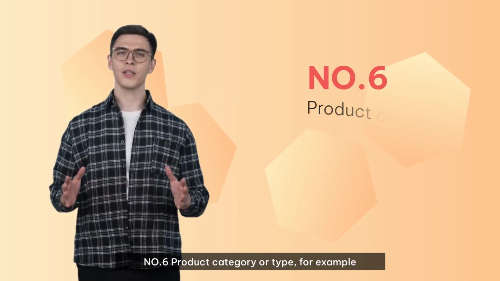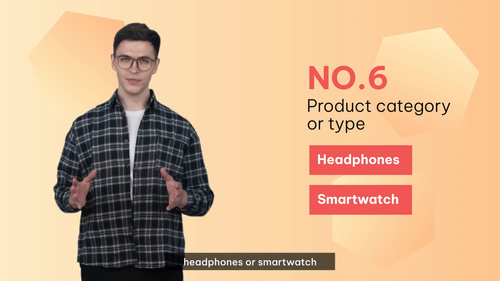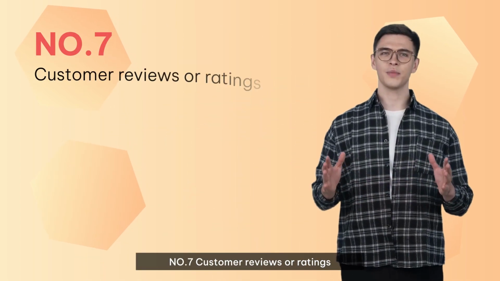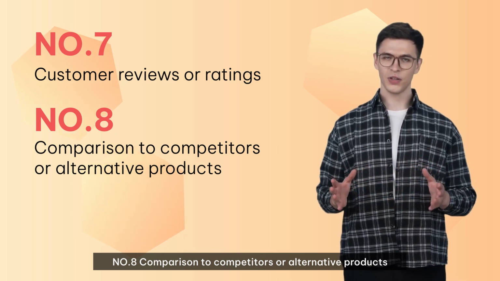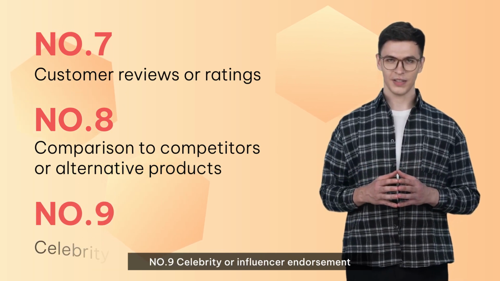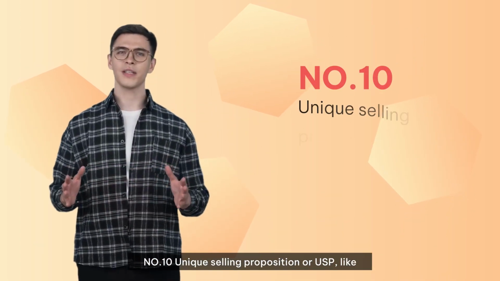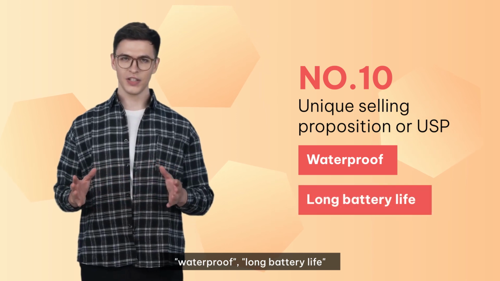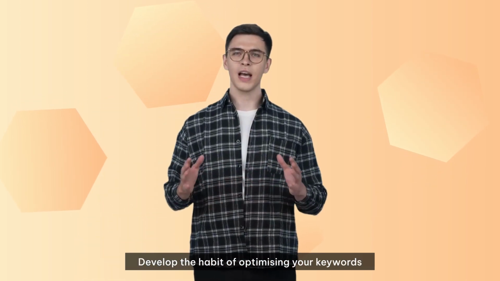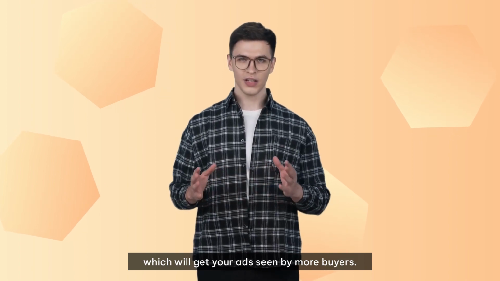Number 6, product category or type, for example headphones or smartwatch. Number 7, customer reviews or ratings. Number 8, comparison to competitors or alternative products. Number 9, celebrity or influencer endorsement. Number 10, unique selling proposition or USP, like waterproof, long battery life. Develop the habit of optimizing your keywords, which will get your ads seen by more buyers.